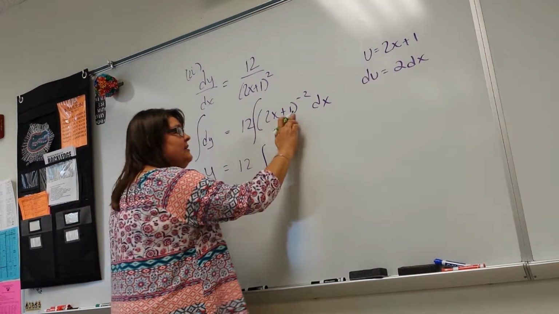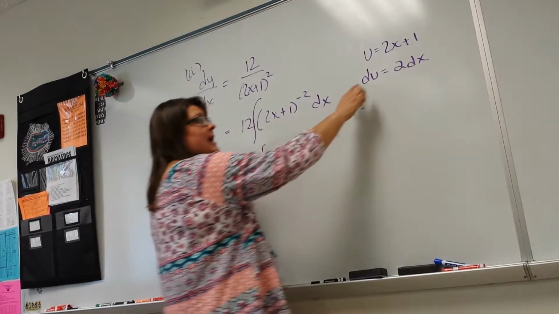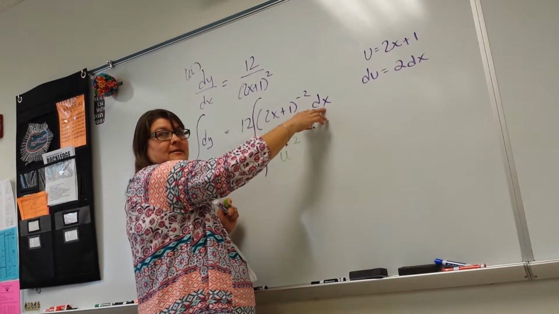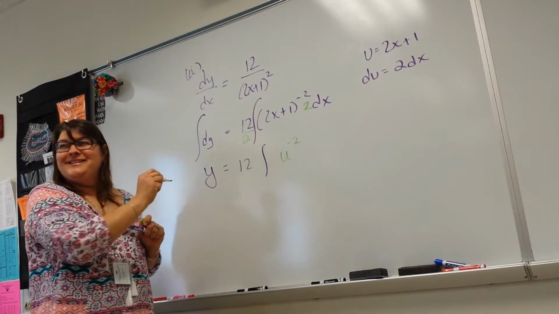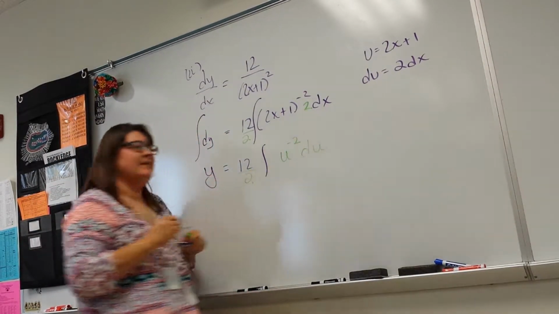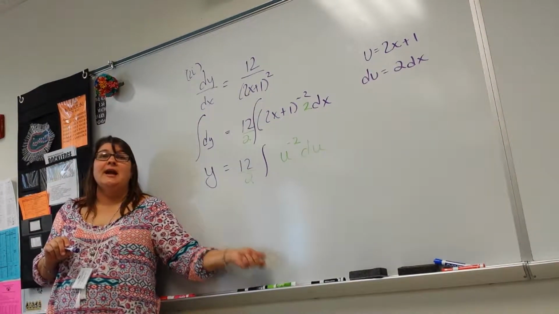So at this point, this is u to the negative 2, and then du. For me to have a du, I need a 2 dx, but I have a dx. You need a 2 and then 1/2 on the outside. So 12 times 1/2 turns to 6, and then the 1/2. So there's my du. Is anybody having trouble with that one step? That right there is the key. Can you explain it?